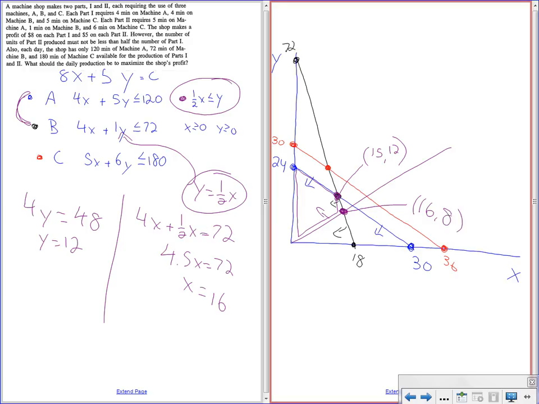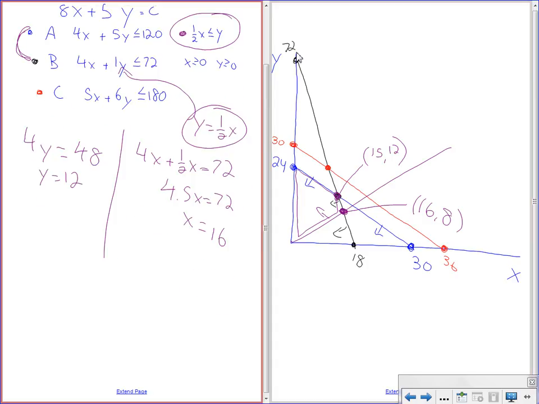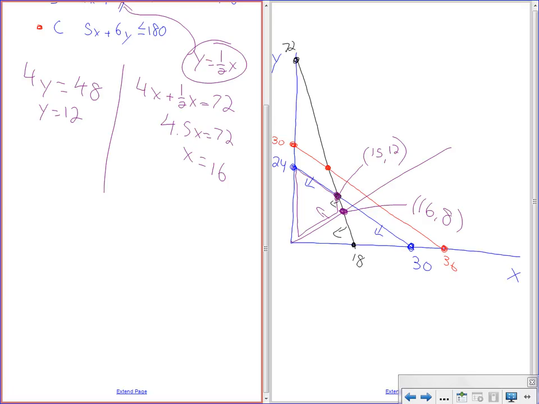Now you have your 4 points to check. 0, 0; 16, 8; 15, 12; 0, 24. That's the trickiest as any of these things get, where you've got that extra line coming through that you have to worry about where it lies within the plane.